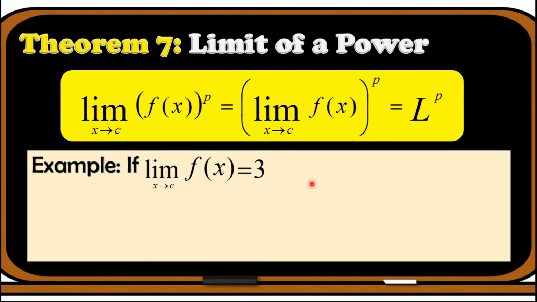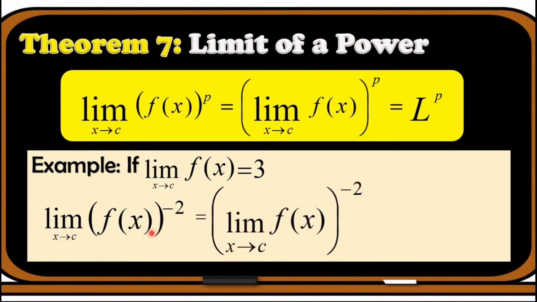Let's say the limit of the function f of x as x approaches c is equal to 3. Then we are asked to find the limit of f of x raised to the power of negative 2 as x approaches c. This can be written in the form of the limit of f of x as x approaches c, raised to the power of negative 2. In this case, since the limit is 3, we will just simply raise 3 to negative 2, and the answer is positive 1 over 9. So this is the limit.